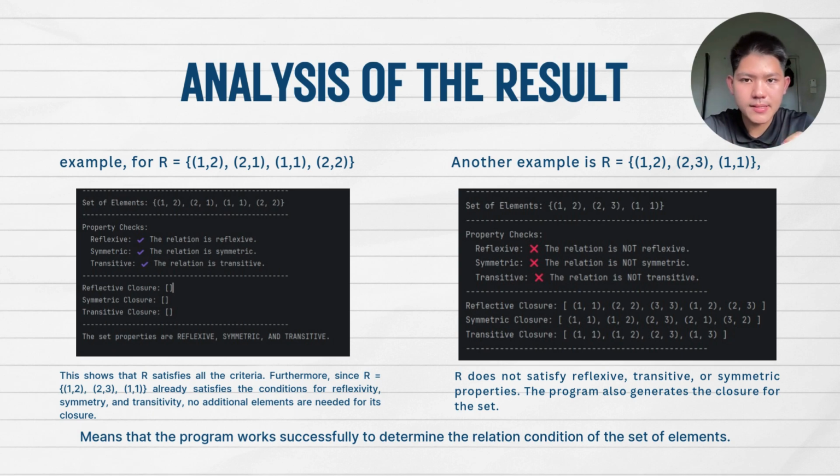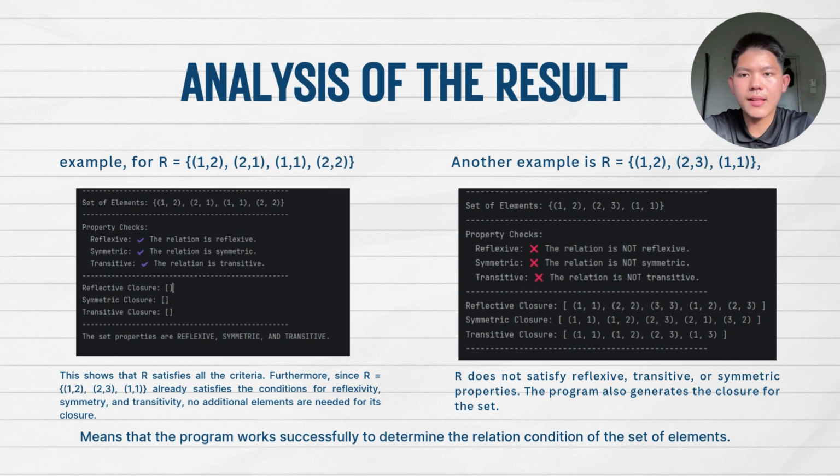Next is the failure case. We tested R equals {(1, 2), (2, 3), (1, 1)}, where the output shows that the relation was not reflexive, symmetric, or transitive. In response, the system generated the necessary reflexive, symmetric, and transitive closure to complete the relation.